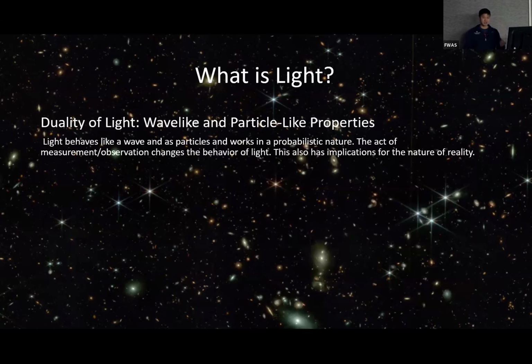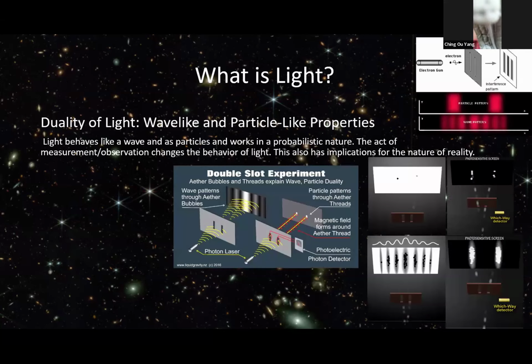If you don't measure light, right? If you don't measure, you'll have a wave interference pattern. If you do, you actually see light work more as a particle, right? And this has some implications for the nature of reality. So I have a couple of shots in here. I'll try to explain as best I can.